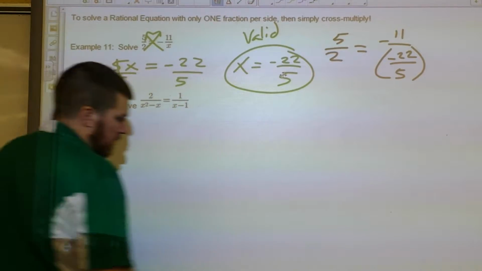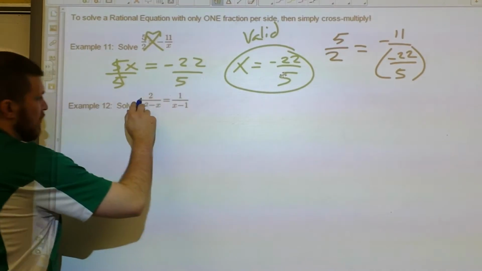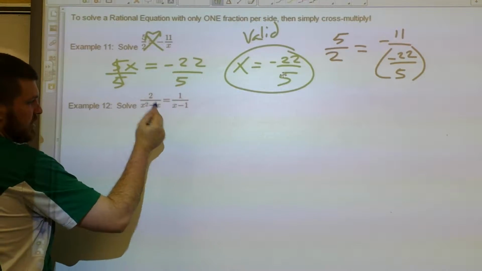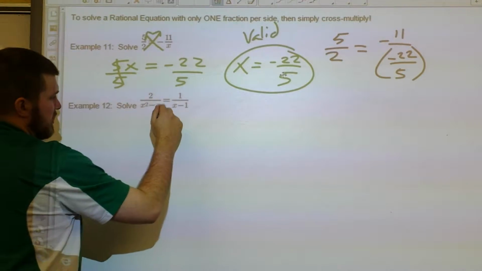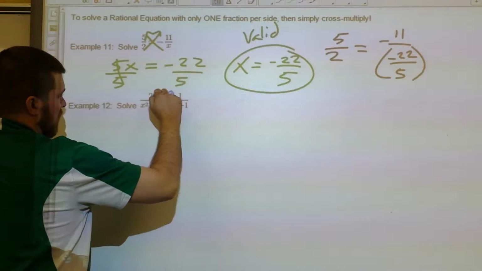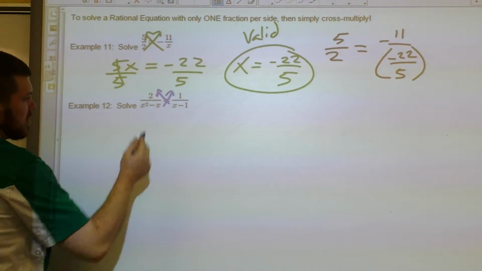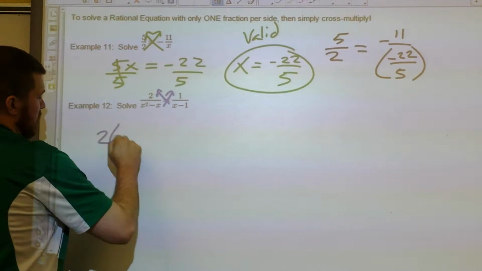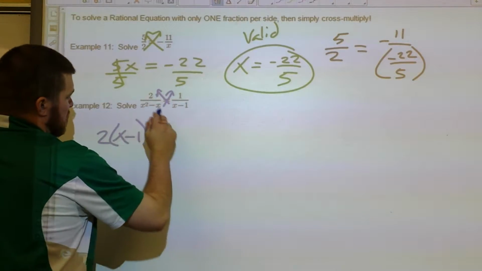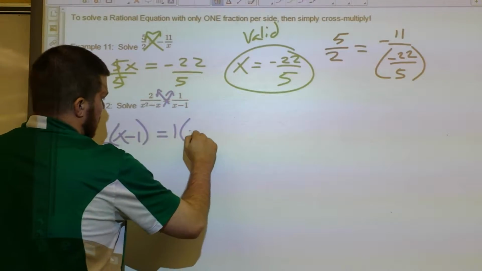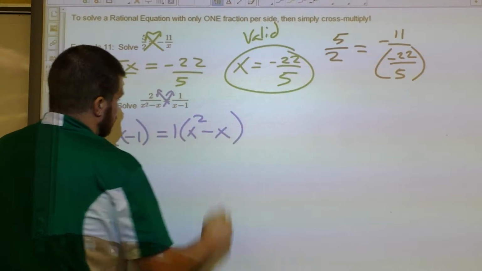Okay, a little bit more complicated here. However, I don't care how complicated it is. One fraction per side, we just need to cross multiply. I'm going to go from bottom to the left first, so just follow the arrows. So 2 times x minus 1, and that's supposed to be equal to 1 times x squared minus x.